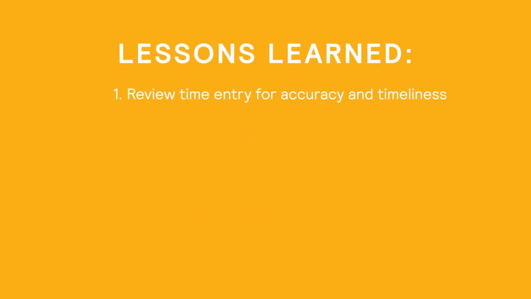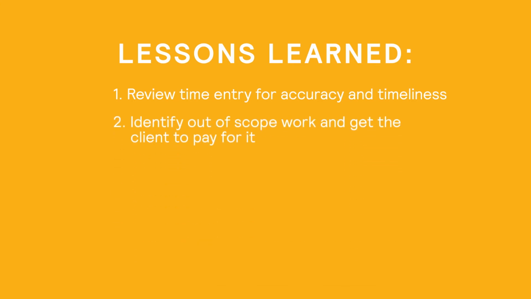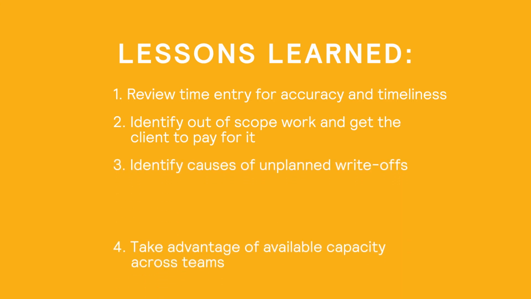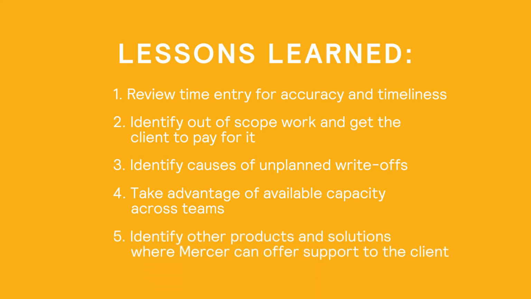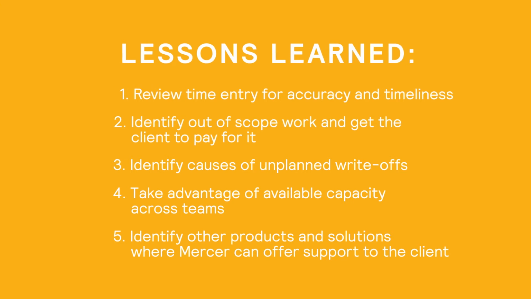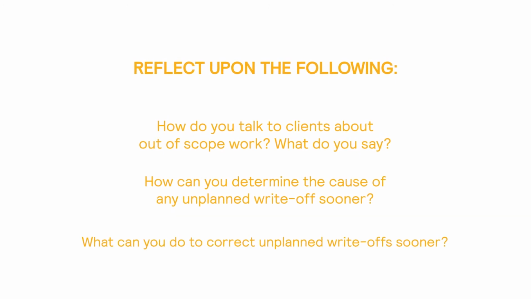Remember to review time entry for accuracy and timeliness. Identify out-of-scope work and get the client to pay for it. Identify causes of unplanned write-offs. Take advantage of available capacity across teams. Identify other products and solutions where Mercer can offer support. Pause the video now to reflect on this stage of the revenue cycle.